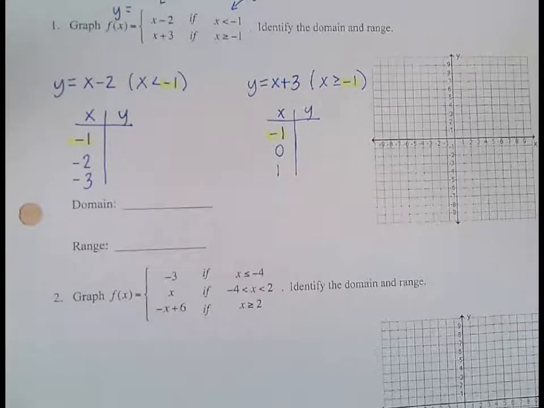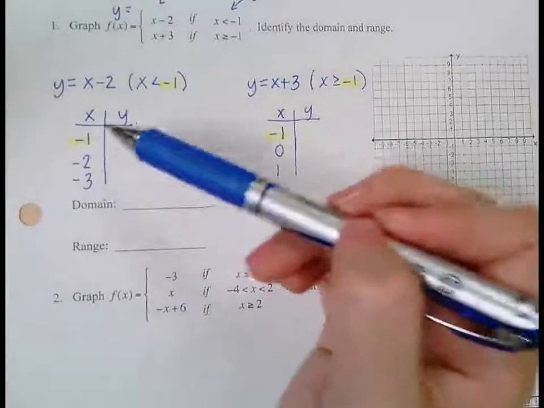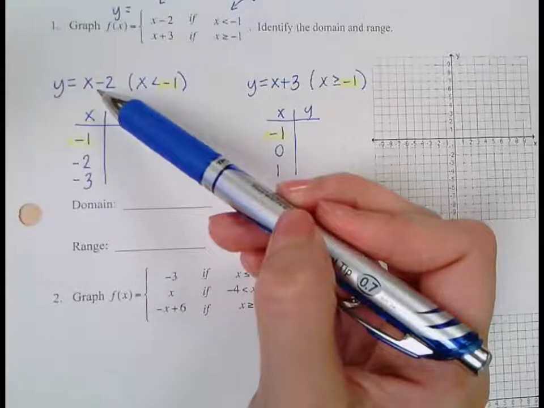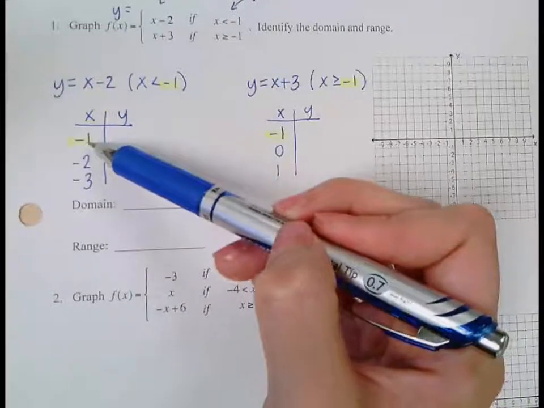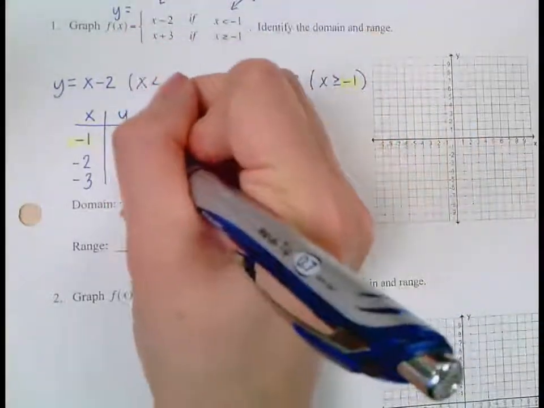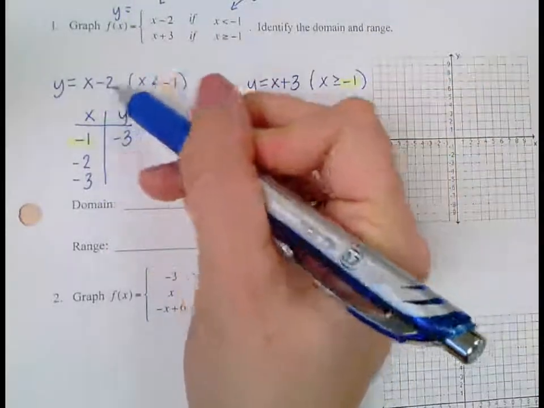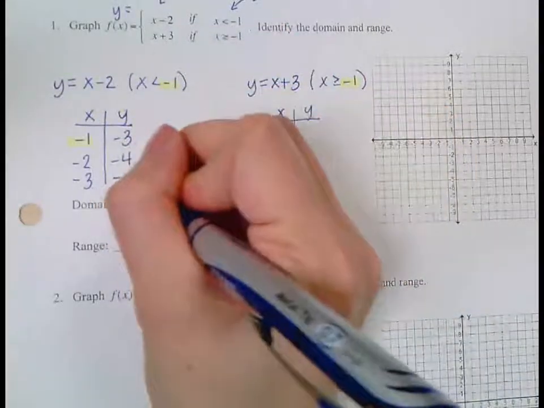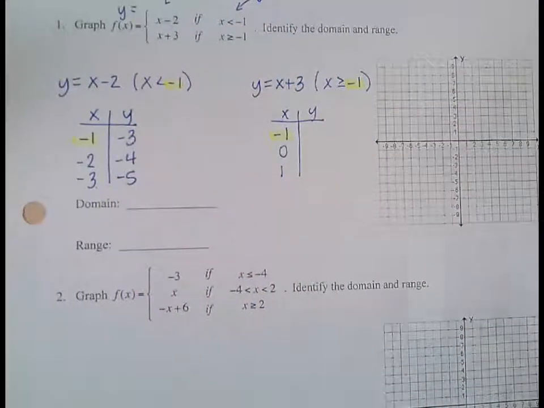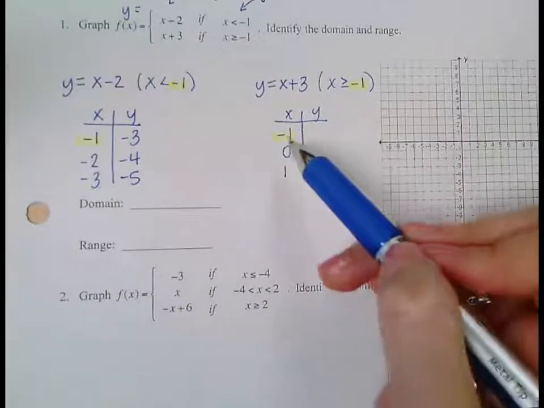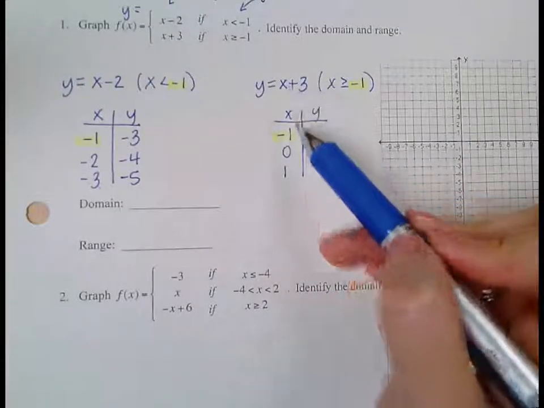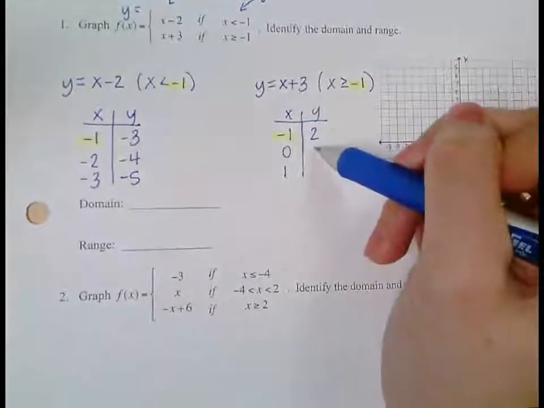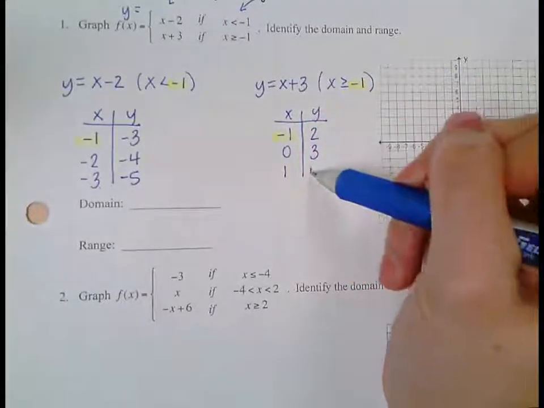Then I can find the y values in each table. So for the first table, I'm substituting those three x values into x minus 2 to find the y values. So if I put -1 in, -1 minus 2 is -3. If I put in -2, minus 2 is -4. And -3 minus 2 is -5. And then for the second table, now I'm substituting those into x plus 3. So -1 plus 3 is 2. 0 plus 3 is 3. 1 plus 3 is 4.